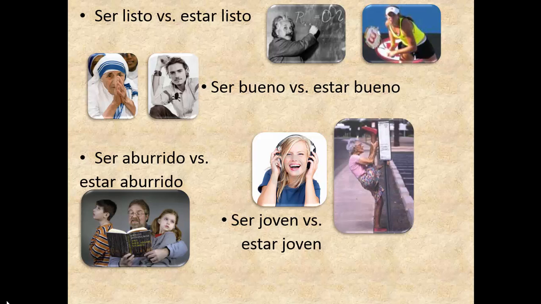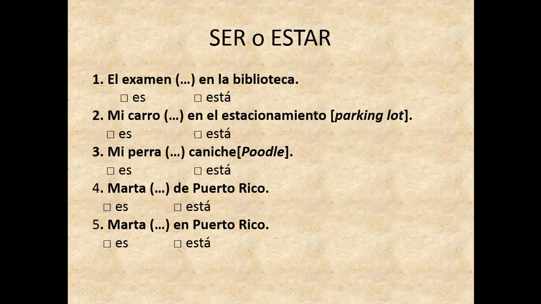And ser joven versus estar joven. Ser joven means to be young, like you're a young person. Or estar joven means just to be young, like you're doing something that's kind of a young characteristic right now, but really you're not always young. So right now you should have English definitions for each verb written down on page 2 of your note guide.